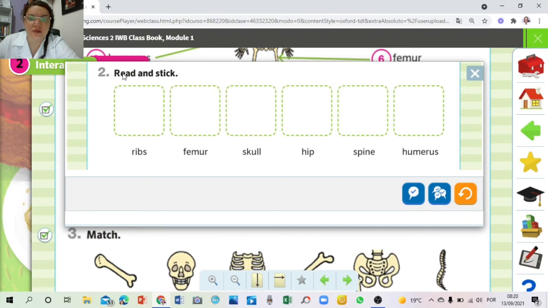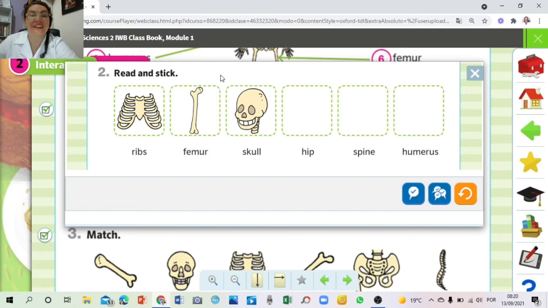Let's go. Ribs. Where are the ribs? Ok, let's stick. Ribs. Great. Femur. What do you think? Yes, femur. Skull? Yes, the easier. Mais fácil, né? Crânio, ok? Great. Hip? Where's the hip? Yes, ok? Quadril, yes.